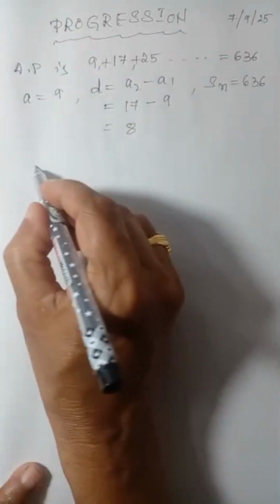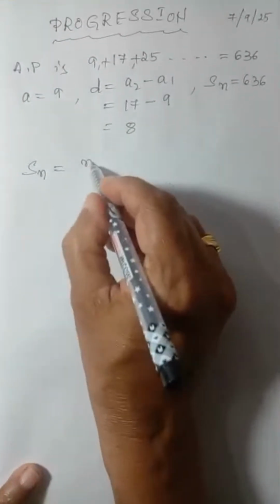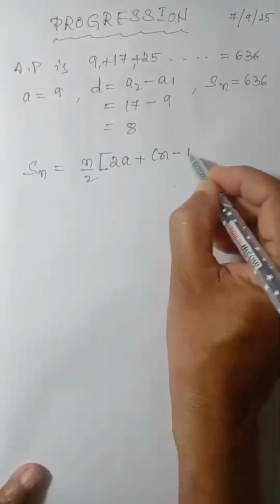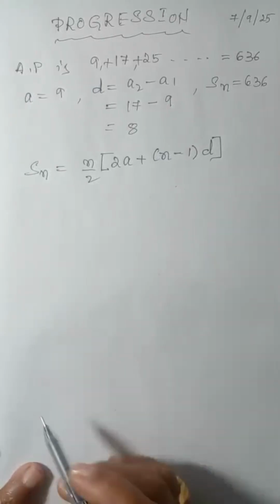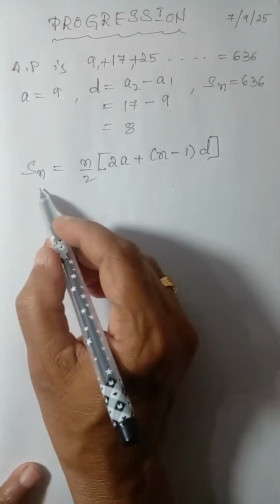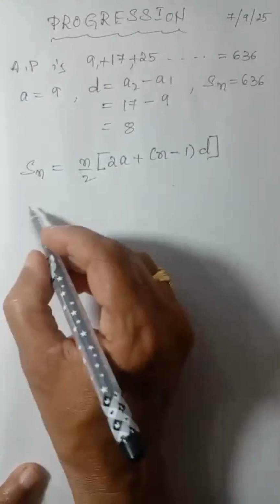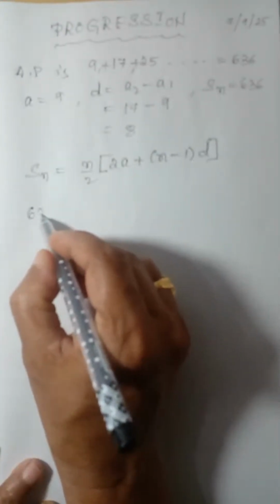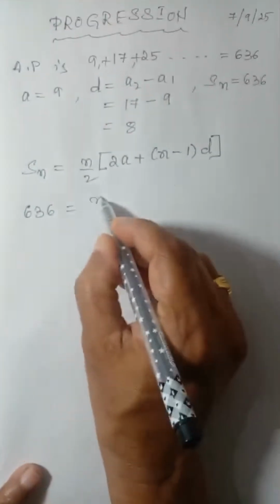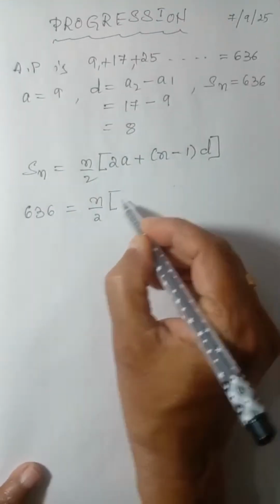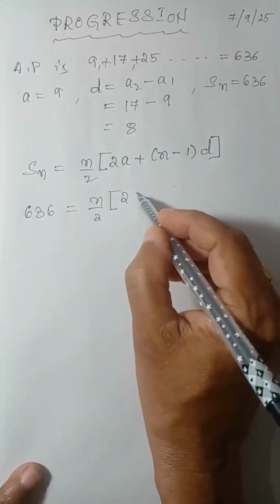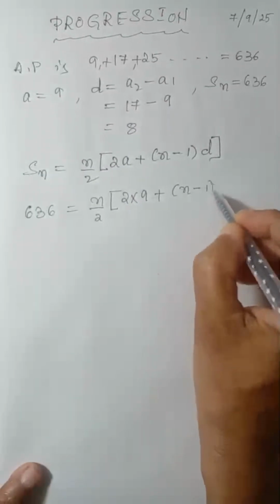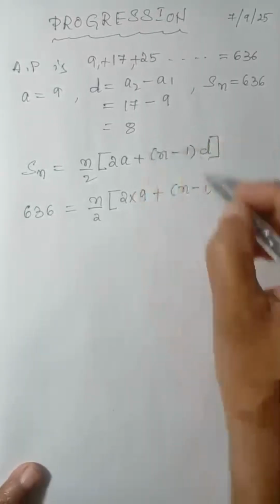636. Here to use the relation Sn is equal to n by 2 of 2a plus (n minus 1) into d. You need to find n, but Sn is given by adding some terms. In place of Sn, you write 636. n we need to find, keep as it is. 2 into a, the first term is given, that is 9, plus (n minus 1), n we need to find, keep as it is.